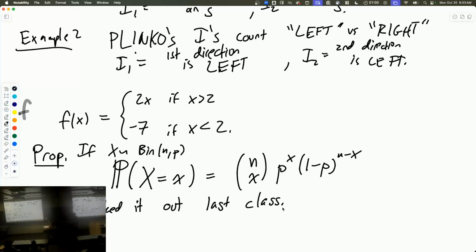So in formal mathematics, we like to organize all our work into propositions, proofs, definitions, and examples, and this is how I would write out the result that we did last class. Any questions?